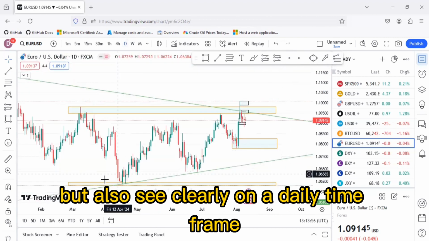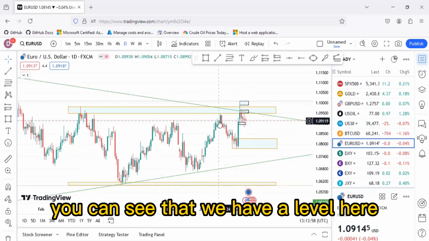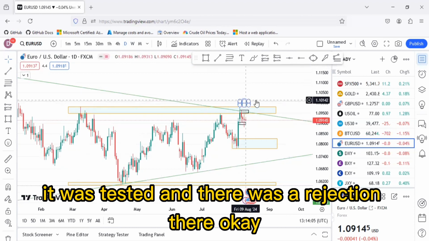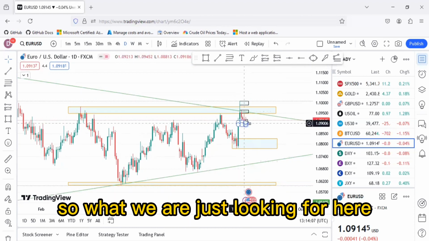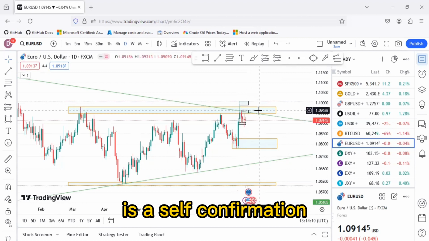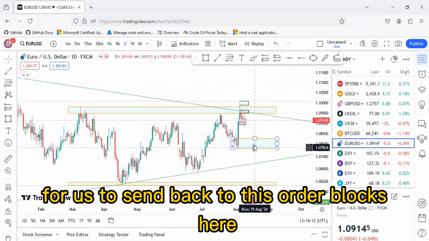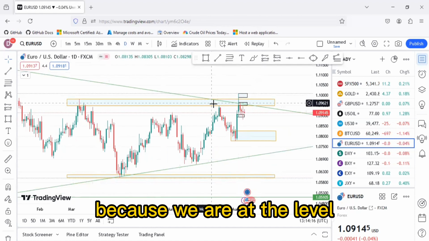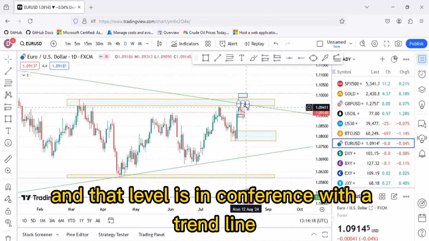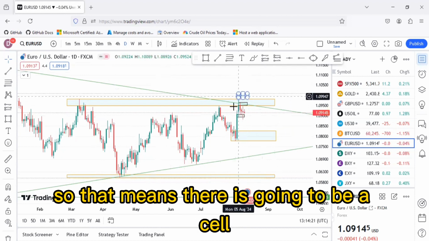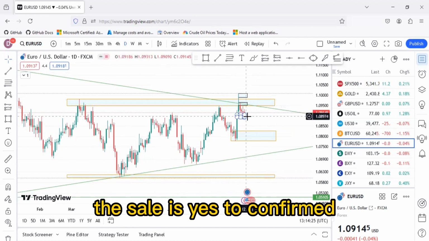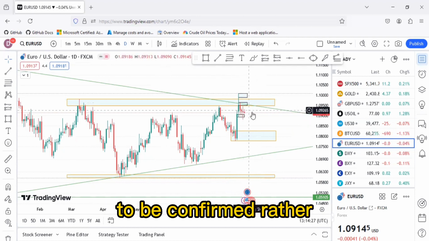On the daily time frame, you can see that we have a level here, and the level was tested on the 5th of August. It was tested, and there was a rejection there. So what we are looking for here is a sell confirmation for us to sell back to these other blocks here. There is going to be a sell on EURUSD because we are at a level, and that level is in confluence with a trend line. So that means there is going to be a sell, but the sell is yet to be confirmed.